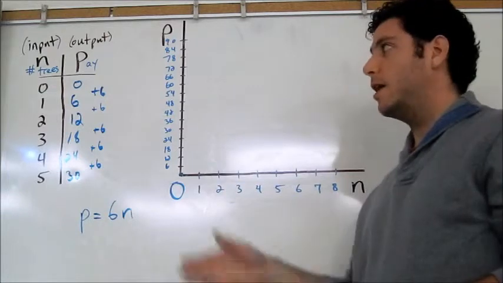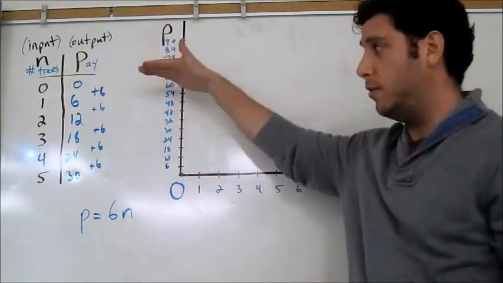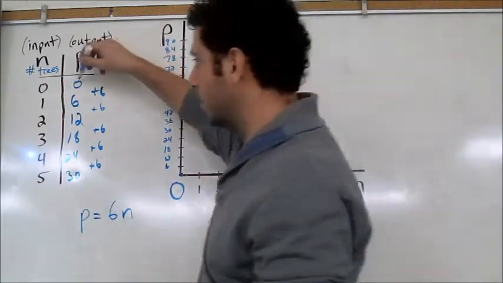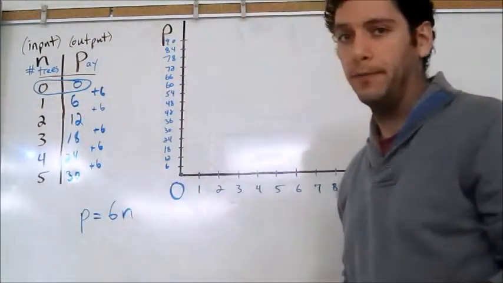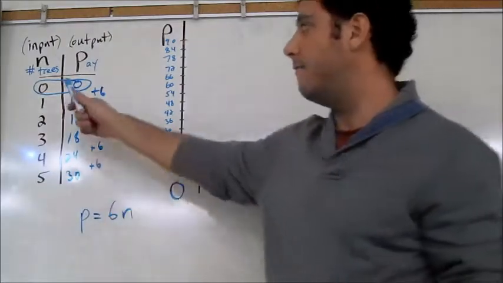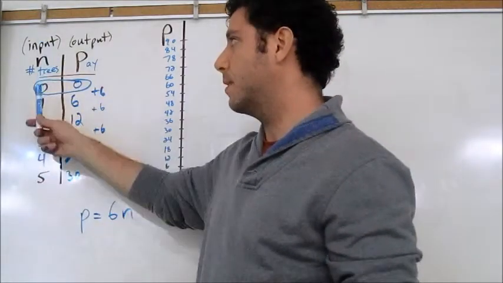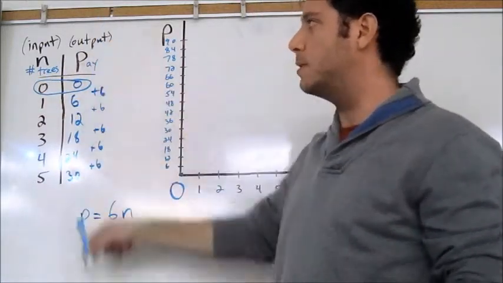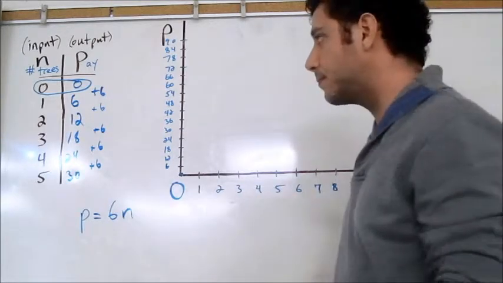Now, if we have a look at our table of values, we actually have a series of pairs of numbers. And each one of those pairs, for example, this one here, is called an ordered pair. And it's called an ordered pair because there's a special order to it. The first number represents the input, in this case, the number of trees. And the second column represents the output, and in this case, that's the pay in dollars.